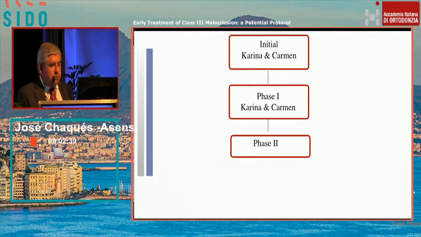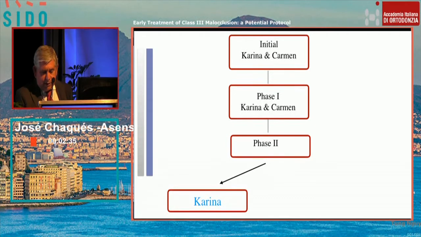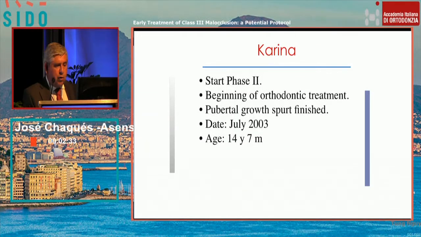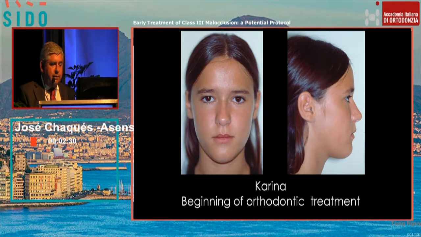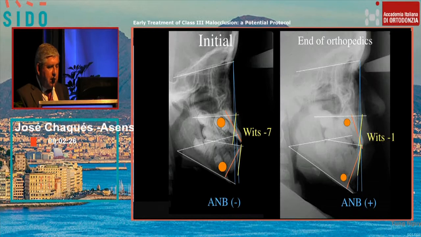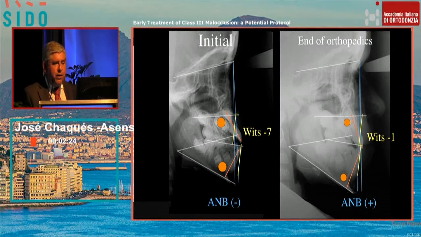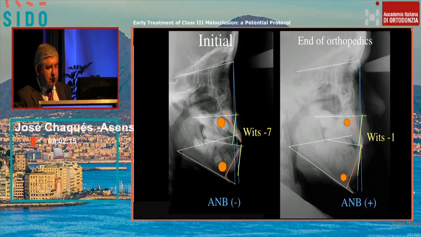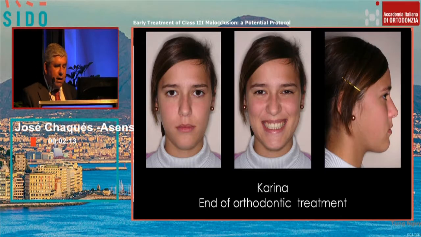What about Karina? What about her? It started at the same time. This is Karina, beginning of the orthodontic treatment. These are the changes between the initial stage and the end of orthopedics. Wits was reduced by 6. And we go directly to the end of the orthodontic treatment because we have not much time.